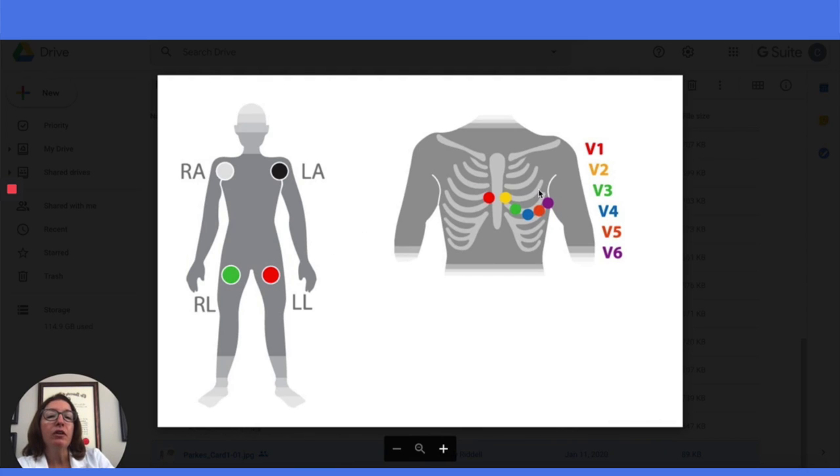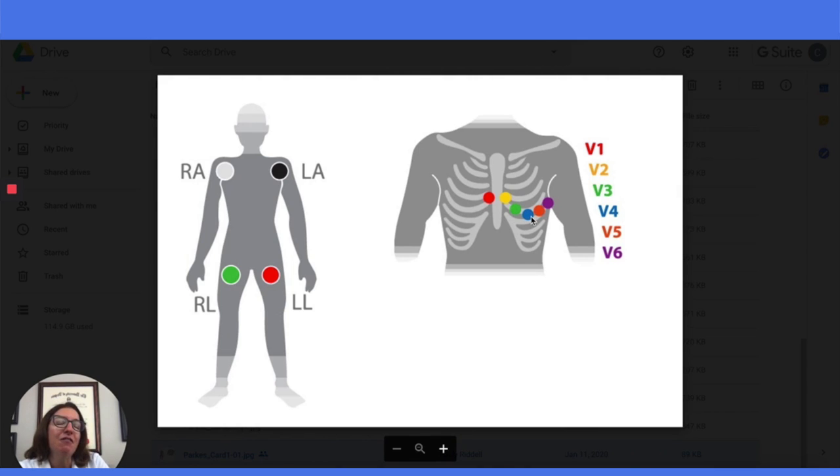Then moving over here to the chest, V1 in red will go in the fourth intercostal space at the right sternal border. This will be the only electrode that goes on the right side of the chest. Then V2 here in yellow will also be placed in the fourth intercostal space, but it will be at the left sternal border. Then we're going to skip to V4 here in blue.